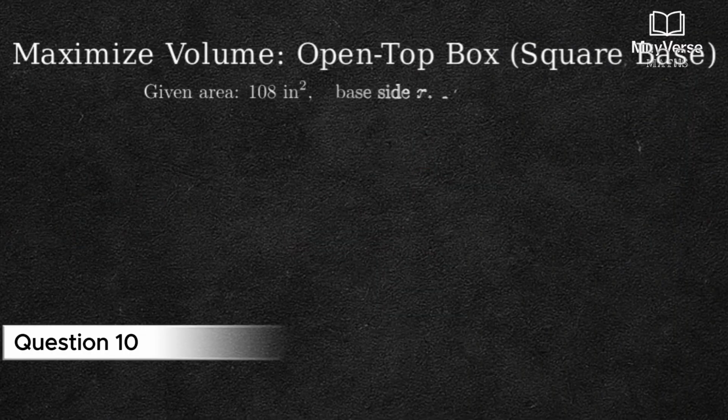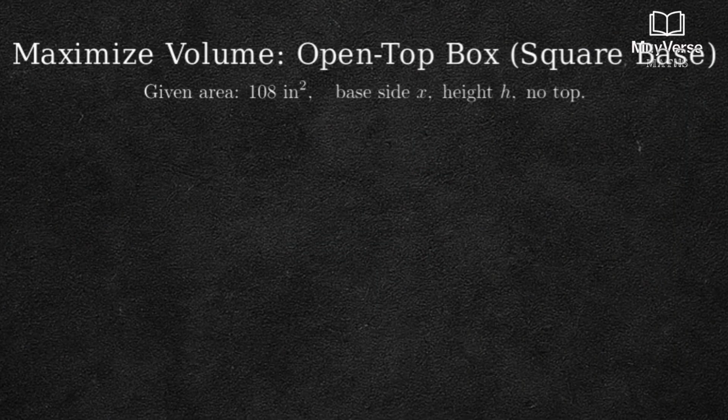We have a box with a square base and no top made from 108 square inches of material. The base side is x and the height is h. Find the dimensions that maximize the volume. Build a quick visual of the net.